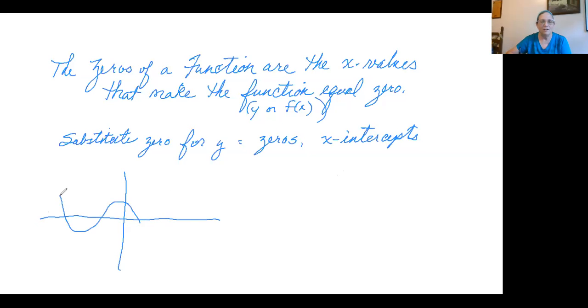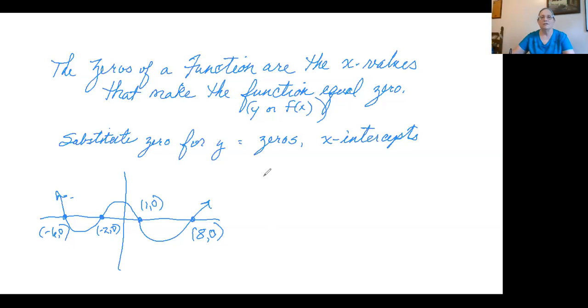If we've got a function like this, here are our x-intercepts. 1, 2, 3, 4 of them. Let's call this -6, 0, and -2, 0, and maybe 1, 0, and 8, 0. We'll just label these points.